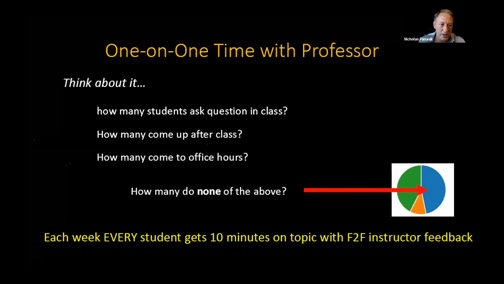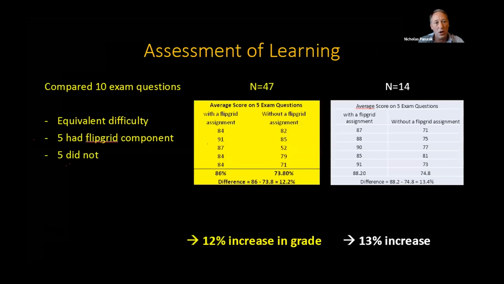Now, lastly, what about learning? So what I did here to try to get an assessment of the impact of learning is I looked at exam questions. I took 5 questions that had a Flipgrid component where the question was asked first on Flipgrid, and they did that whole thing. And then I found 5 questions that were of equivalent difficulty, as best I could determine, that didn't have a Flipgrid component to them at all. And what I saw is, in both cases, about a 12% increase in the grades that they got when there was a Flipgrid component, because they had to learn it better to teach it.